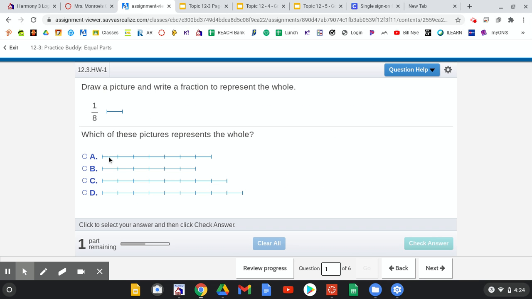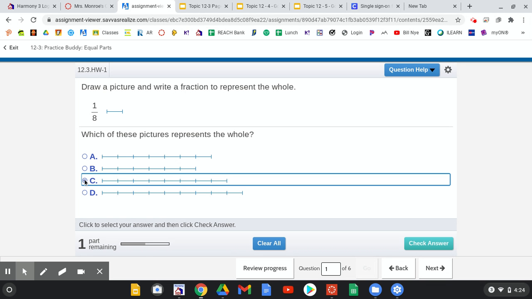Okay, so if we count these 1, 2, 3, 4, 5, 6, 7, that's not going to be enough. So this one's definitely shorter, so it's not going to be enough. This one looks like it's about 1 longer, so let's count it. 1, 2, 3, 4, 5, 6, 7, 8. So we're looking for the one that has the same amount as the denominator, because that will be the whole. Okay, when the numerator and the denominator are equal, that's the whole.